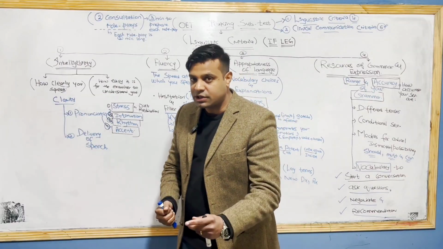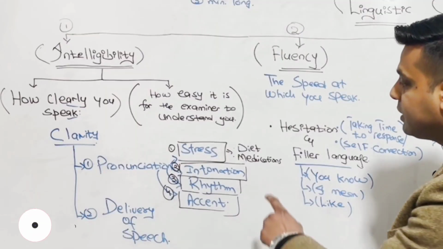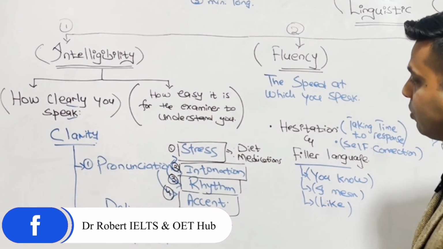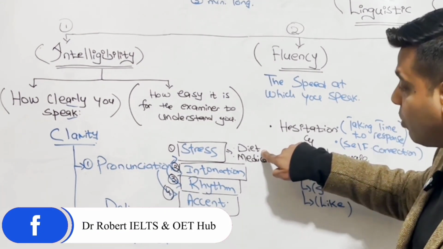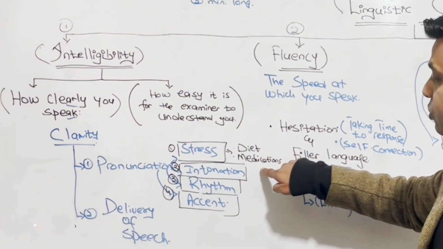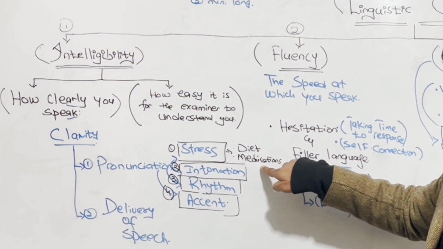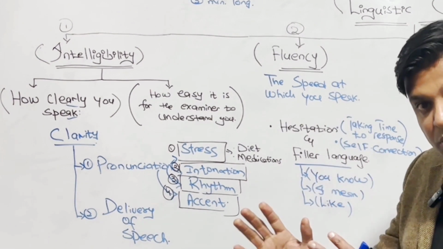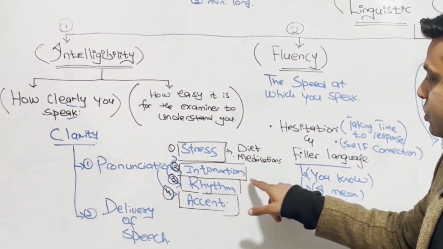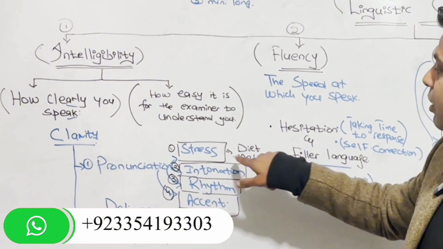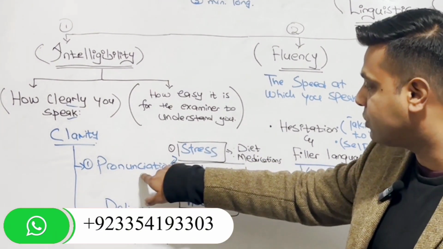Number 1 is the stress. What is the meaning of stress? It means that if you want to know the diet of the patient, then you need to pay attention, or stress, on the word diet. If you want to know about the medication of the patient, then you need to stress the word medication. What kind of medications you have been using. So this is called stress in your pronunciation.